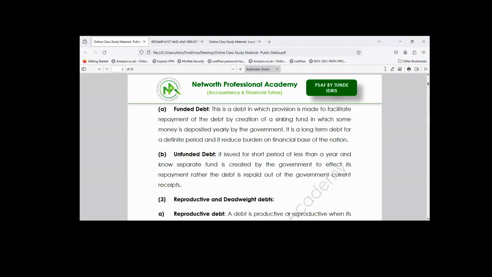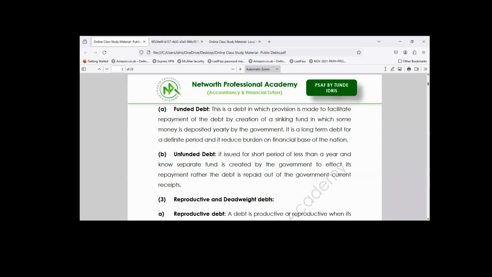Unfunded debt. This one is a short-time debt, where its repayment is made from government current accounts. Its repayment is made from government what? Current accounts. This unfunded debt is normally short time, less than a year. When government want to pay back, they pay back from their current account where the revenue enter. The government current account.